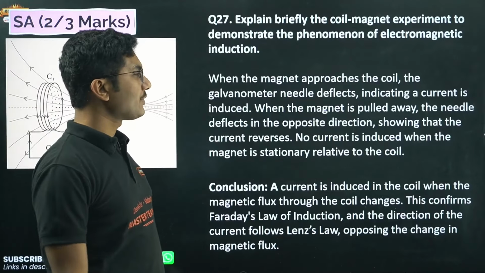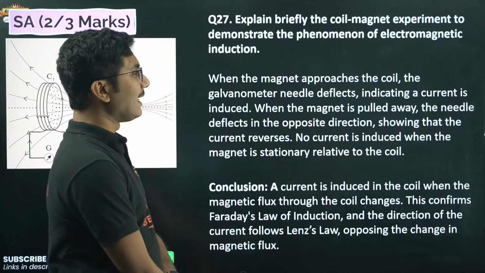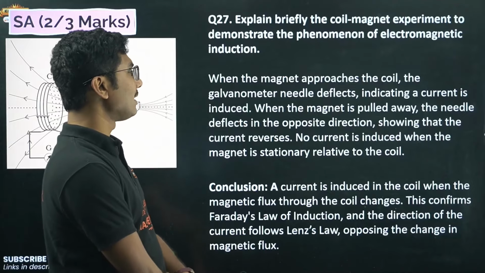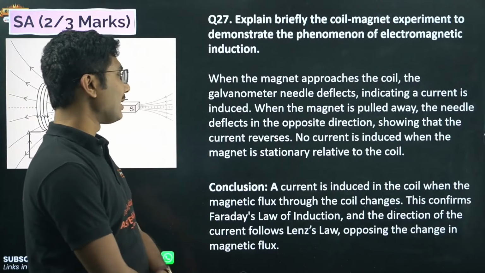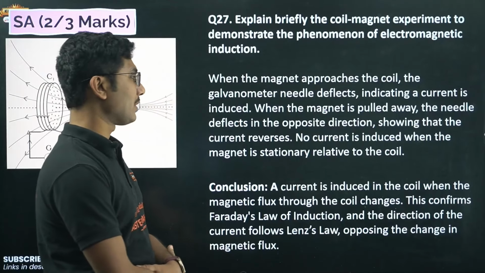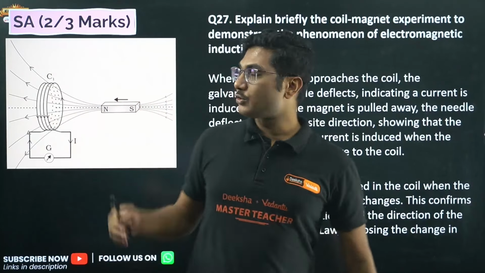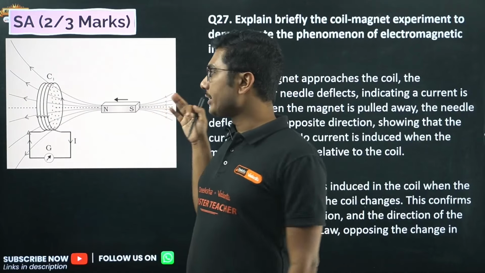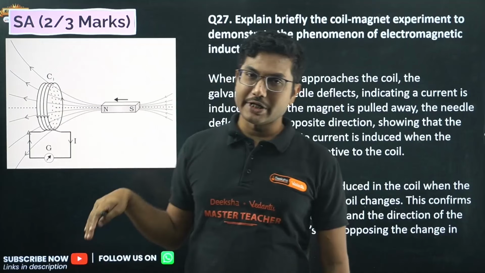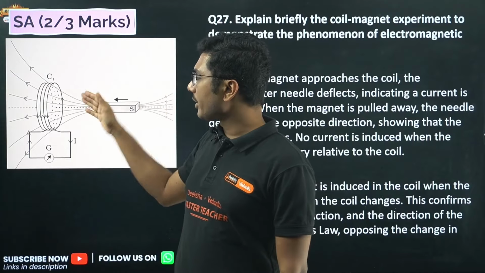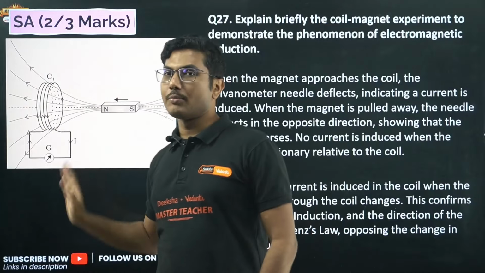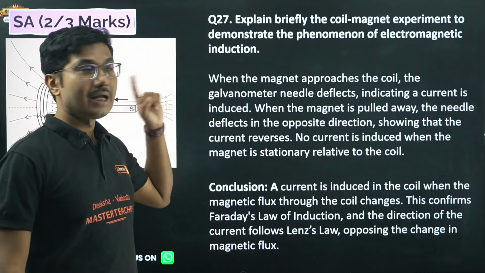When the magnet approaches the coil, the galvanometer needle deflects, indicating a current is induced. When the magnet is pulled away, the needle deflects in the opposite direction, showing that the current reverses. No current is induced when the magnet is stationary with respect to the coil. So the magnet has to move towards or away from the coil. When it is moving towards the coil, suppose the galvanometer deflects on this side. When the magnet is moving away, it will deflect on the opposite side. That has to be mentioned clearly in the statement.